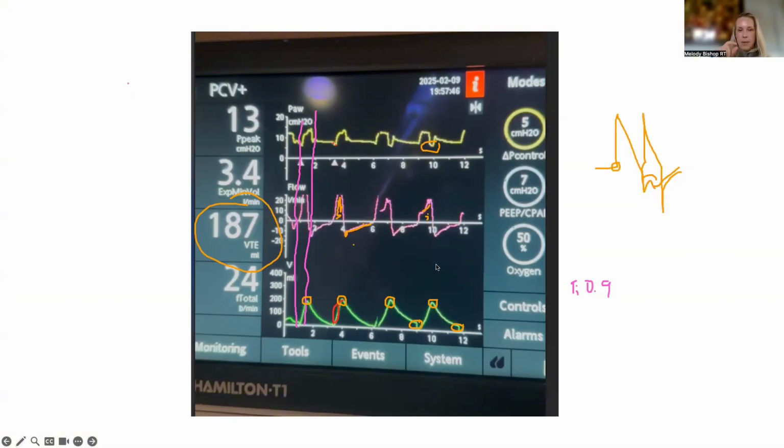The one thing about the Hamilton T1 is it auto adjusts the y-axis. So given enough time and enough spontaneous breaths, you would have seen that they were very short, almost like a hiccup breath that this neuro patient was having. It's just a very difficult to synchronize patient, and they came to me saying, what the heck's going on?